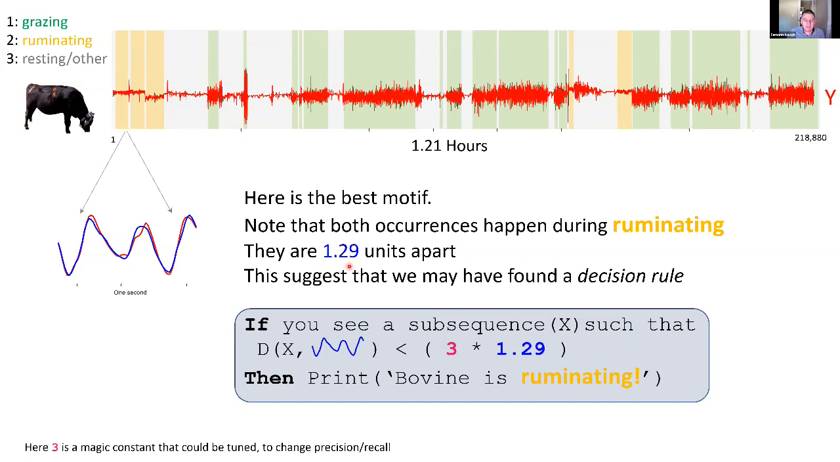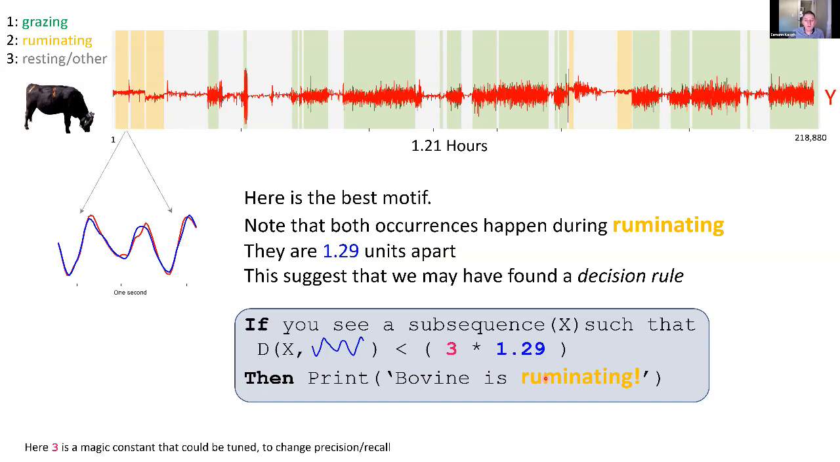And so this, to me, suggests technically a decision rule. And here's the decision rule I made up based upon this. I'm going to say that for the rest of Apollo's day, maybe for the rest of Apollo's life, if I see a subsequence X, such that the distance between one of these motifs, the blue one here, and X, is less than 1.2 times 3, I can now claim that the bovine is ruminating.